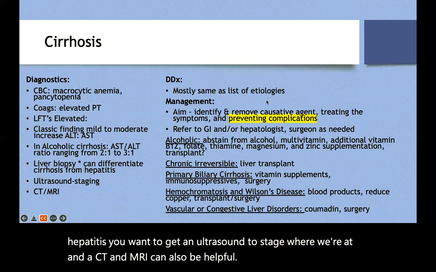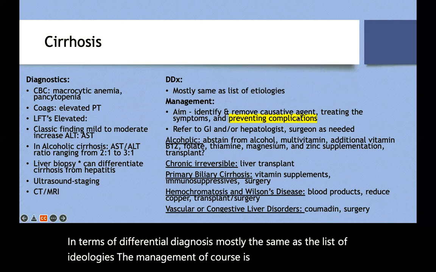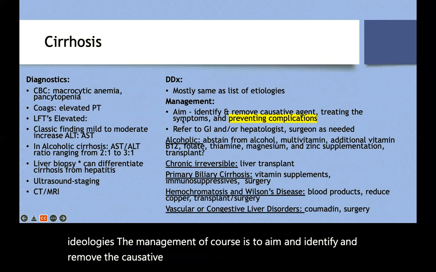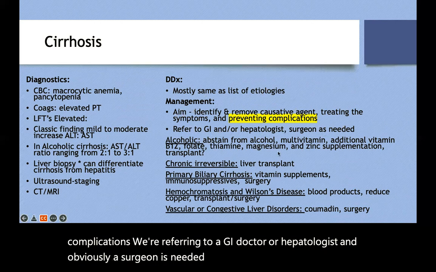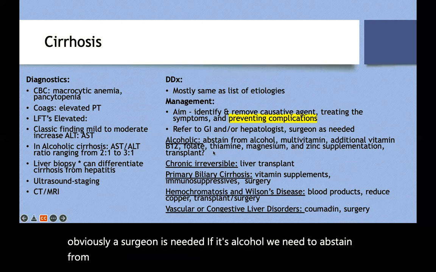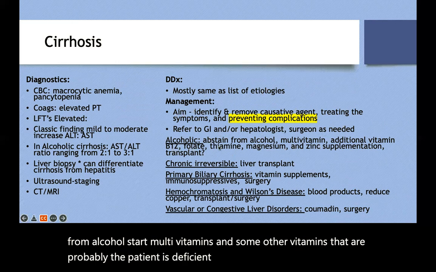In terms of differential diagnoses, mostly the same as the list of etiologies. The management, of course, is to aim to identify and remove the causative agent, treat the symptoms, and prevent complications. We're referring to a GI doctor and or hepatologist, and obviously a surgeon is needed. If it's alcohol, we need to abstain from alcohol, start multivitamins and some other vitamins that the patient is probably deficient in, including B12, folate, thiamine, magnesium, and zinc supplementation.